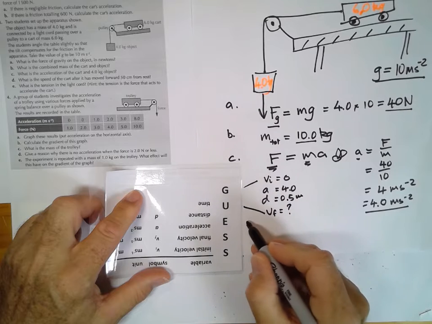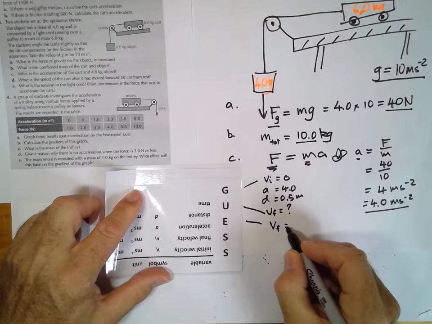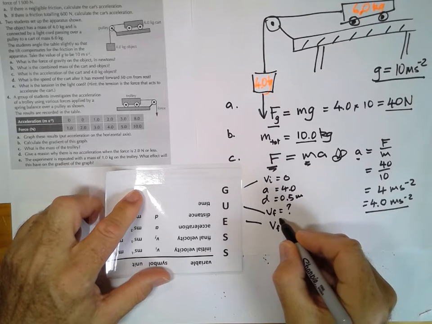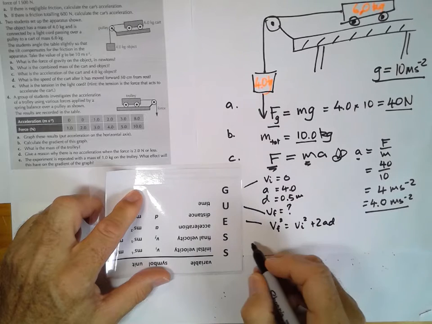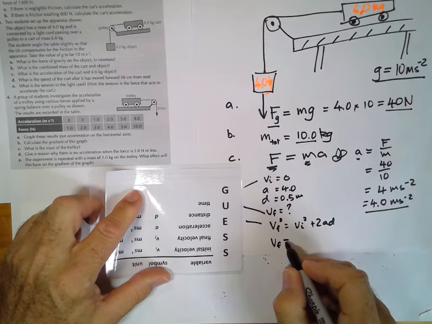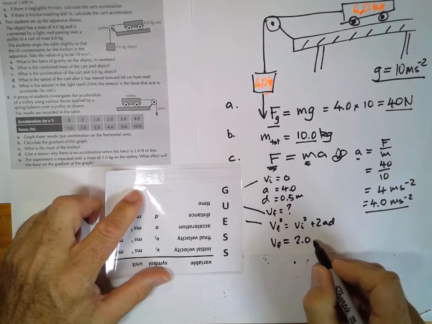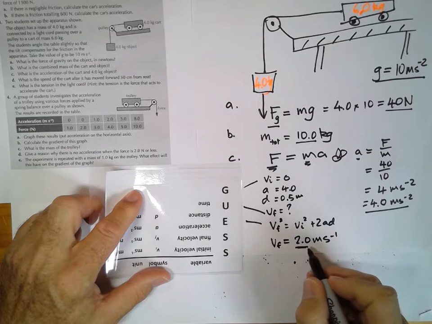So what's an equation which ties just those together? Vf squared is equal to V initial squared plus 2ad. Substitute and solve, and we get final velocity is equal to 2.0 meters per second. And again, two significant figures for that.